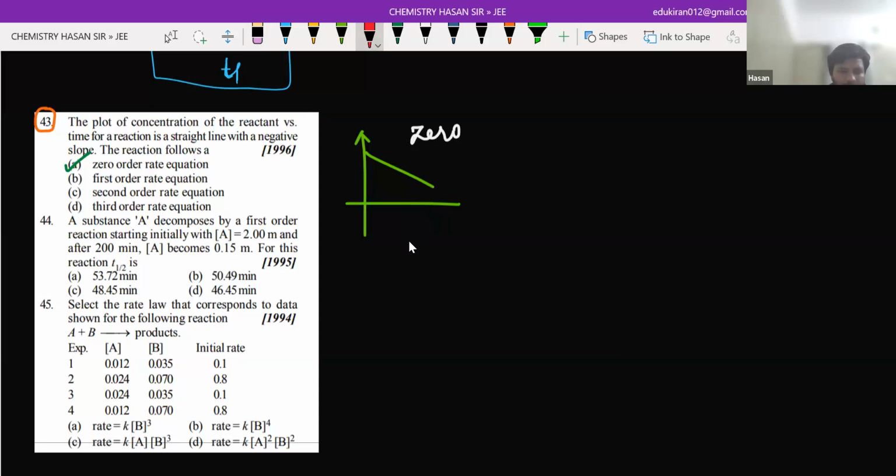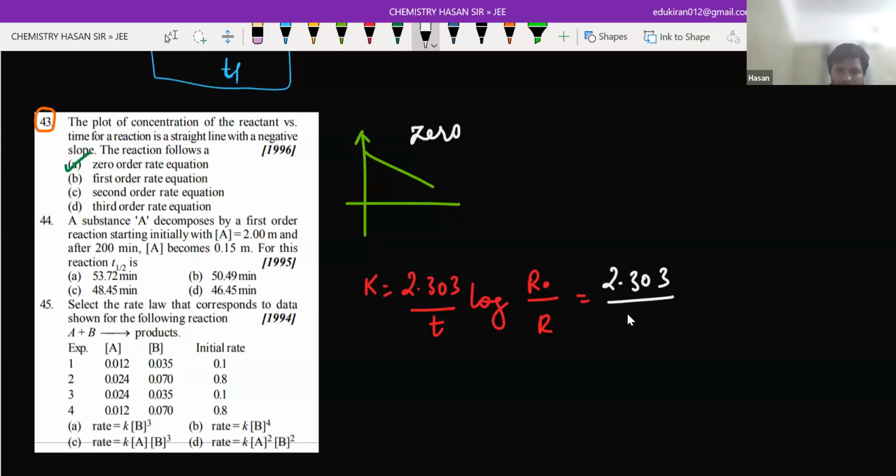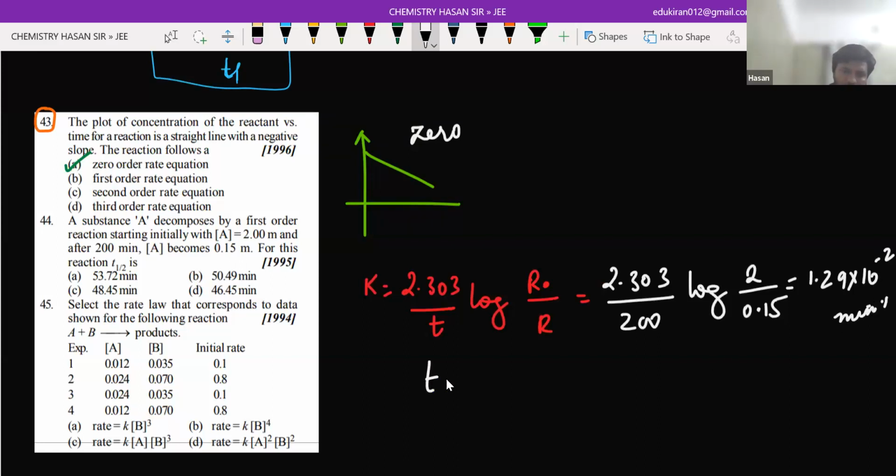Okay. So we are going to see question number 44. We can write directly 2.303 upon t, log of initial concentration upon final concentration. We just need to put the values: 2.303, time is 200 minutes, log of initial concentration 2 and final concentration 0.15. Will you be able to solve this? If you solve this, you will get 1.29 into 10 raised to the power minus 2 per minute.